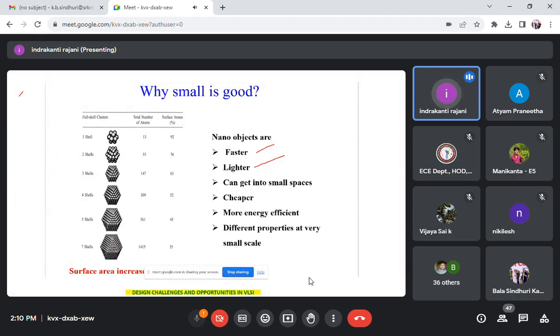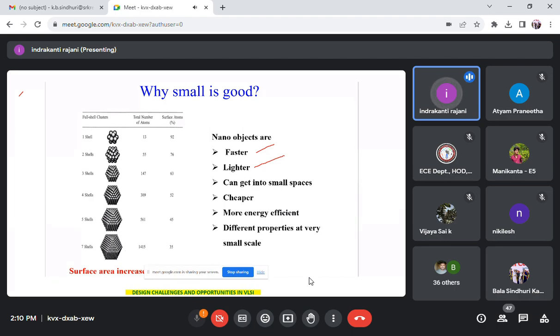You can think of a football or any kind of ball, where there are seven spherical shells. The total number of atoms present is 1415, and on the surface only 35 atoms are present. So the more atoms there are on the surface, the more reactions and hyperactive conditions will take place.